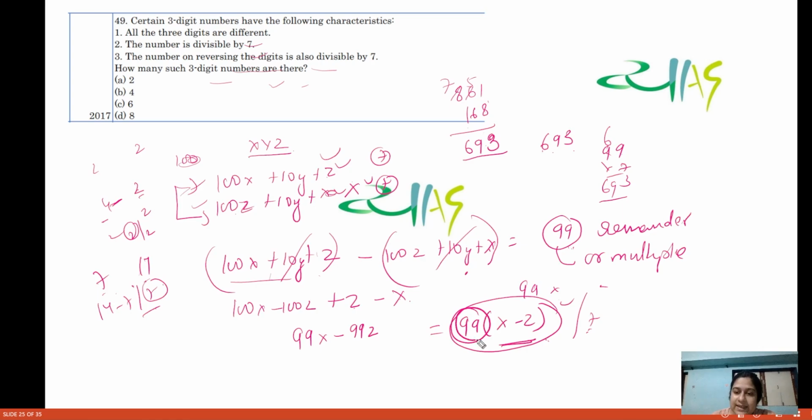Now we know this 99 is not divisible by 7. So x minus z should be divisible by 7. Now see, you will get only few numbers in which x minus z is divisible by 7.